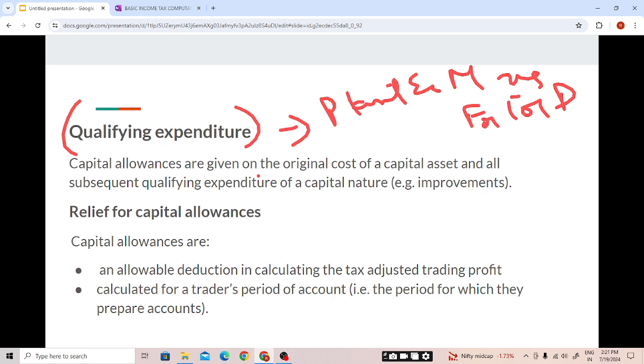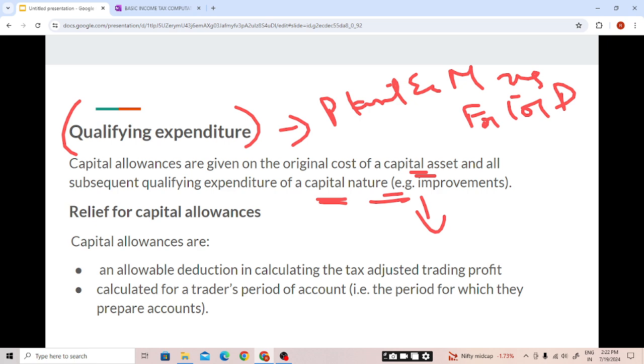Capital allowances are given on the original cost of the capital asset and all subsequent qualifying expenditure of capital nature. So students, capital allowance will be provided on the original cost of the purchase of the capital asset, and if we are incurring further expenditure which is of capital nature, then it will also qualify for capital allowances.